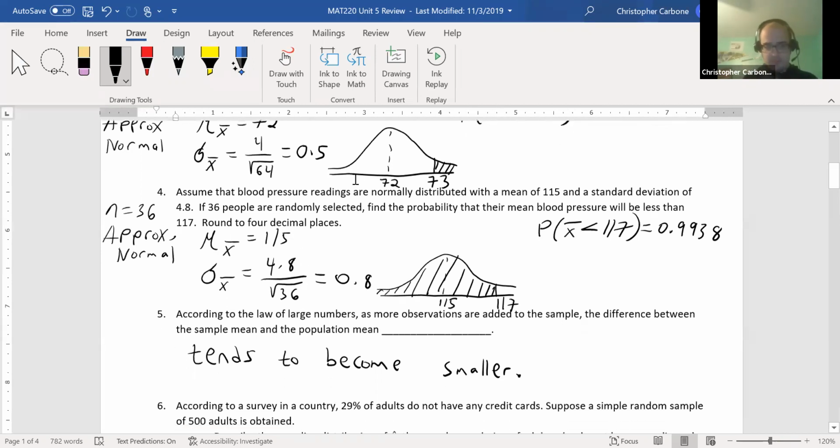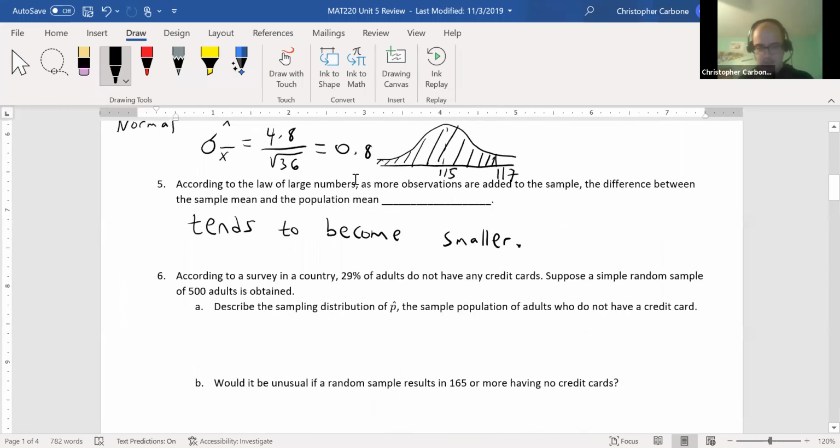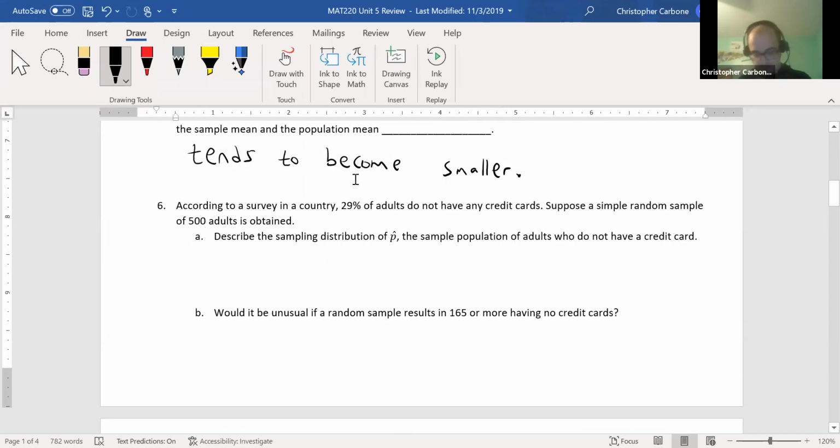Question number 6. There's a couple of parts to it. According to a survey in a country, 29% of adults do not have any credit cards. Suppose a simple random sample of 500 adults is obtained. We want to describe the sampling distribution of the sample proportion of adults who do not have a credit card. Well, we first need to do our check.